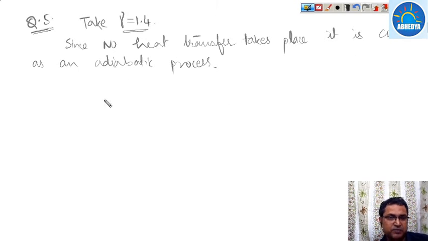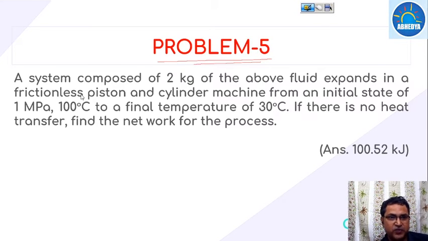So what will we do? In an adiabatic process, how much is the work done? P1 V1 minus P2 V2 upon gamma minus 1. But here we know initial pressure, initial temperature and final temperature. So we have to first of all find the final pressure in terms of temperature.